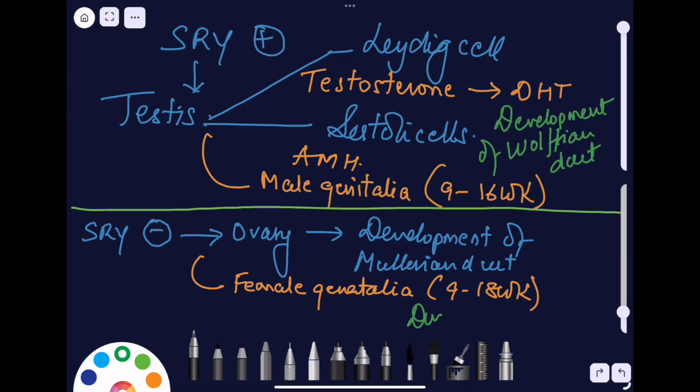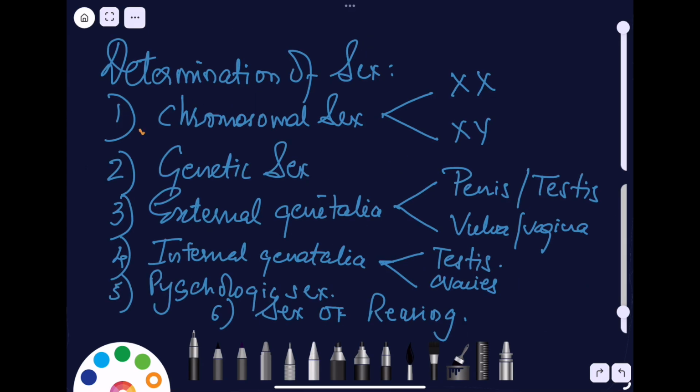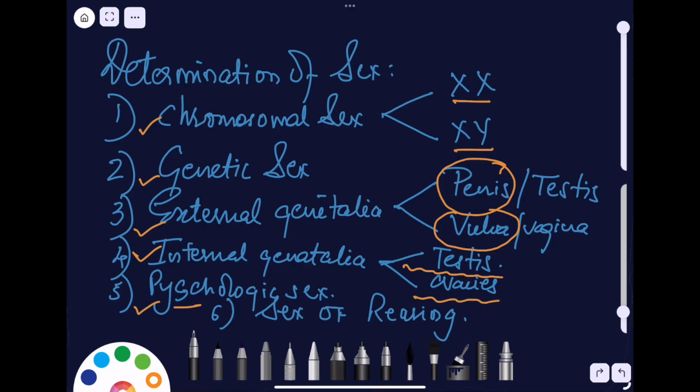Negative SRY gene means development of the Mullerian duct, as it promotes the development of female genitalia. This entire process gets completed by 9 to 18 weeks of in utero life. Determination of sex is by chromosomal sex testing that reveals XX or XY chromosomes, genetic sex testing, external genitalia and internal genitalia examination that reveals external sex organs and internal sex organs like testes and ovaries, psychologic sex, and sex of rearing.